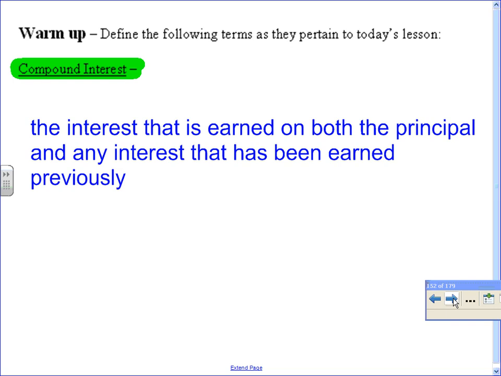If you see the keyword compound interest, you're going to use the formula that I'm going to show you in a couple minutes. Similar to account balance, just regular account balance, but I'll show you the slight change.